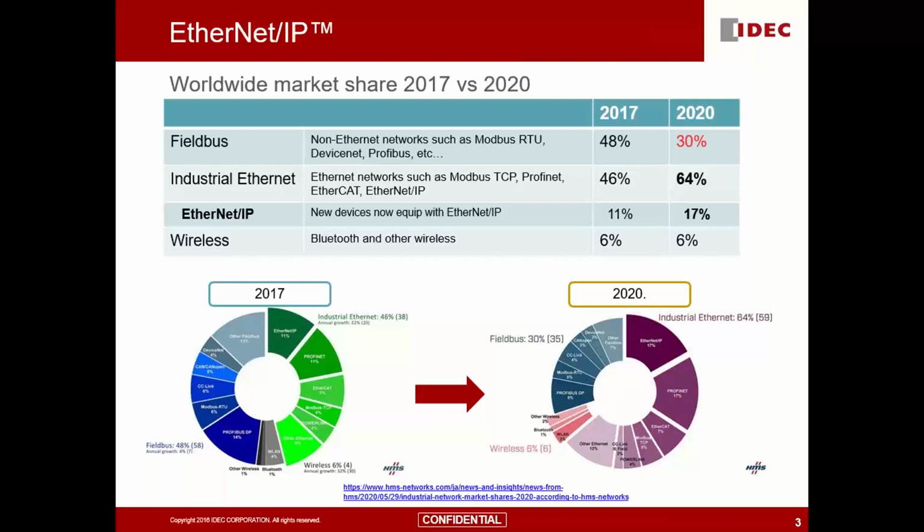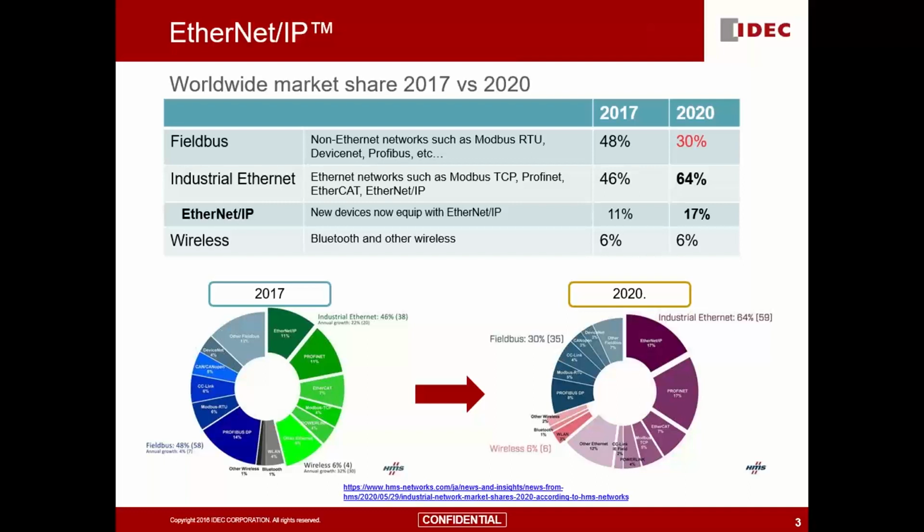So let's take a look at worldwide market share for EtherNet/IP over a four-year period from 2017 to 2020. The first row that you will see is Fieldbus. Fieldbus is considered non-Ethernet networks, such as Modbus RTU, DeviceNet, Profibus. In 2017, it had 48% market share. In 2020, this has dropped to 30%. And most of that drop is because of new industrial Ethernet protocols.